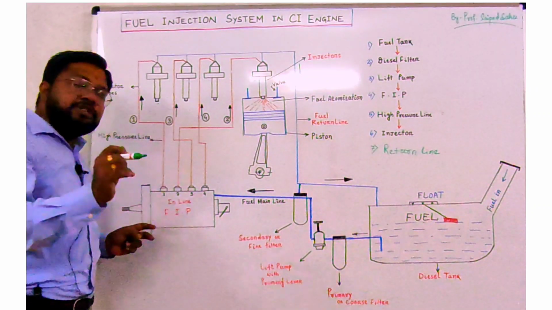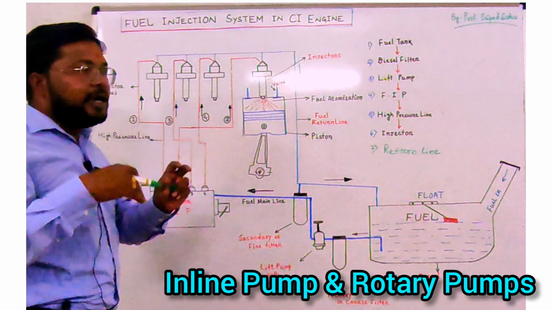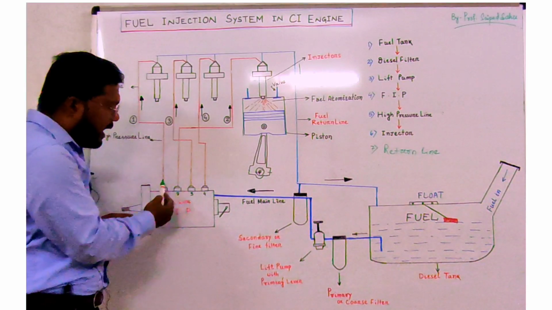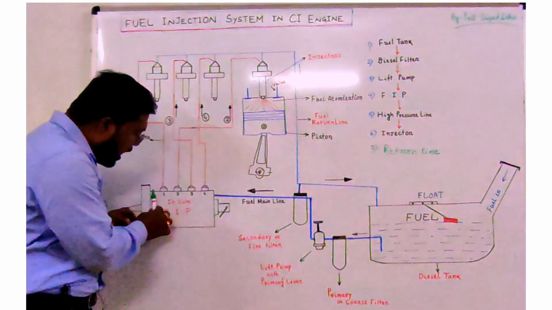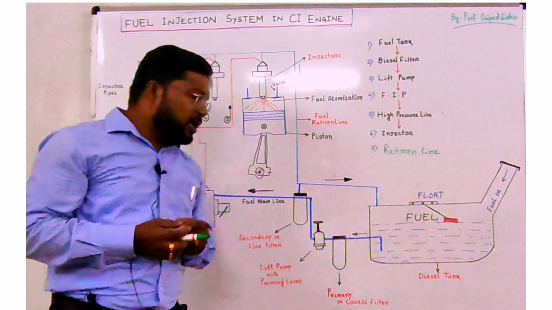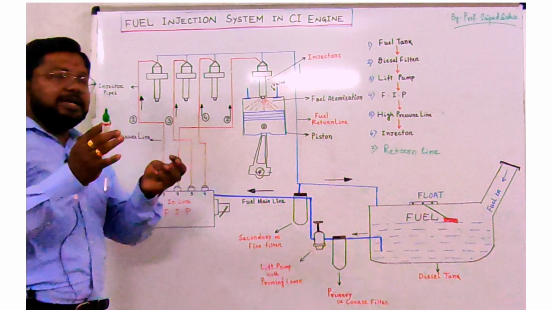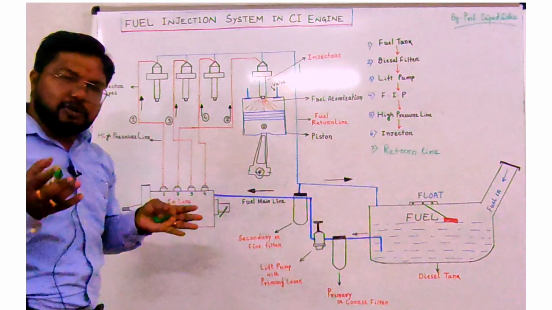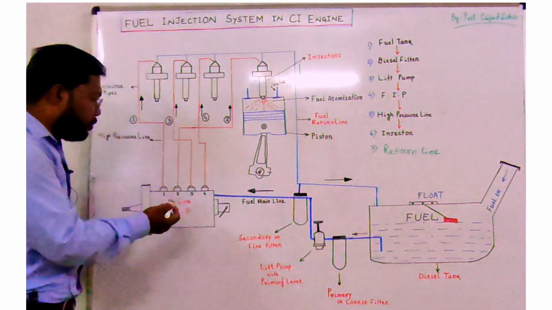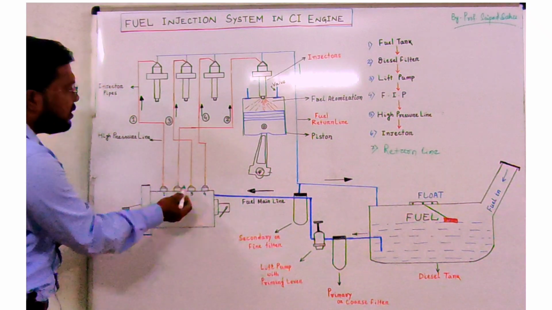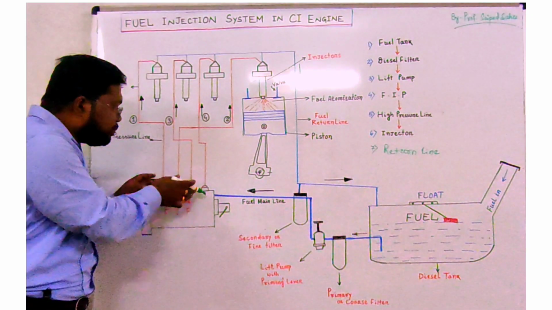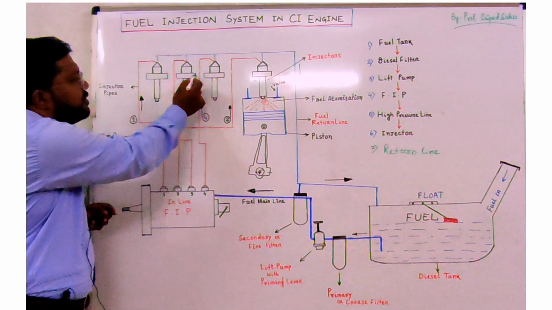This FIP is also of 2 types: inline FIP and rotary FIP. Inline FIP means the fuel supply lines or the piston-cylinder arrangements are in a line. There are also rotary injection pumps, where we use a rotary pump. It is compact and small sized, and nowadays it is also highly used in CI engine systems. Rotary pumps are also used, but we have taken an inline FIP. Then these red color pipes are the high pressure lines. After this pump, these high pressure lines are connected to these injectors.